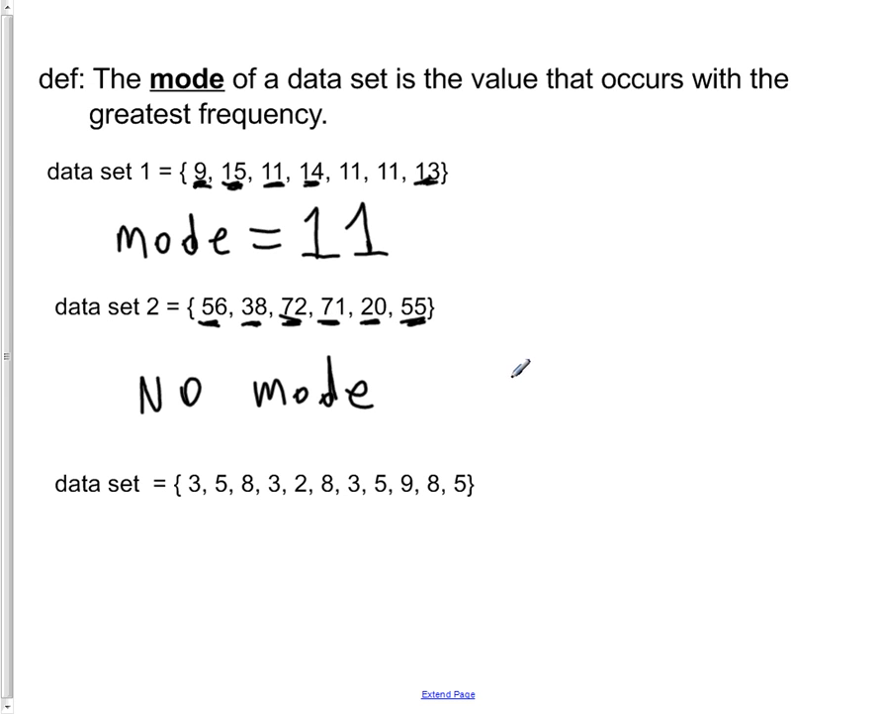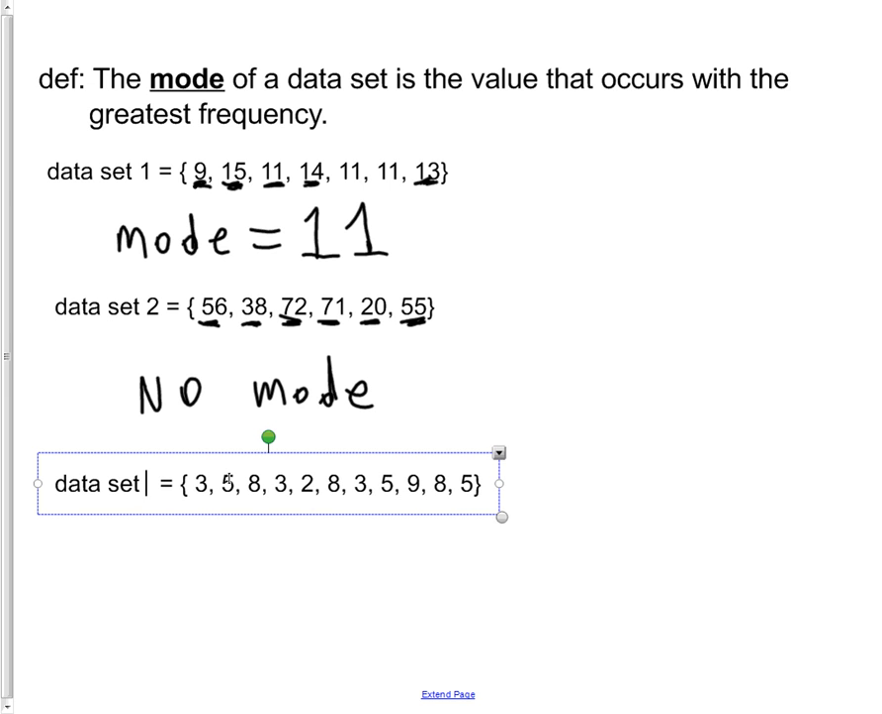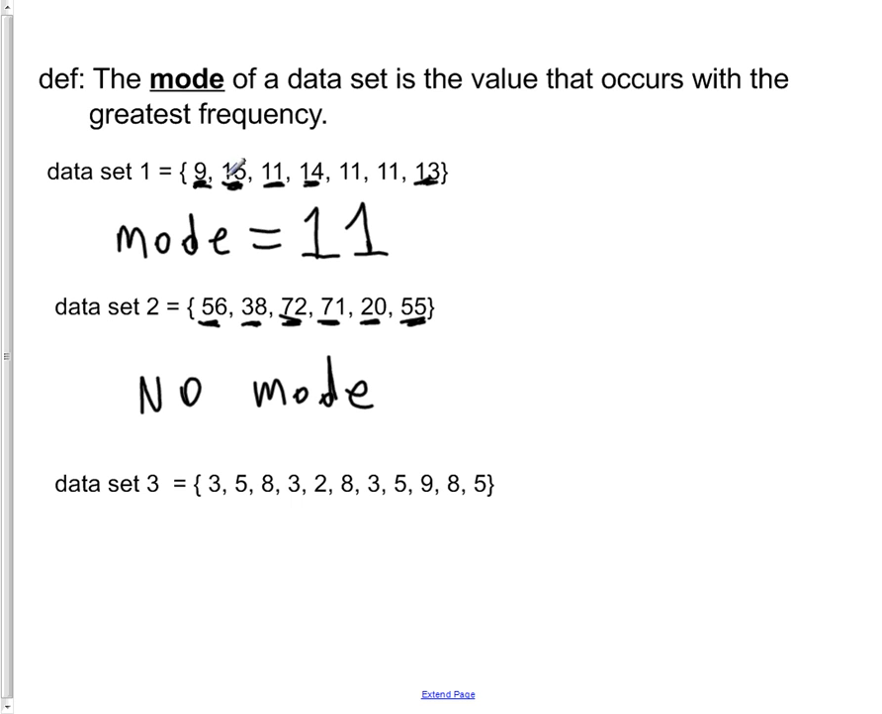All right, let's take a look at data set 3. Oops, haven't even labeled it yet. Let's go in here and label this data set 3. So yes, let's take a look at data set 3.